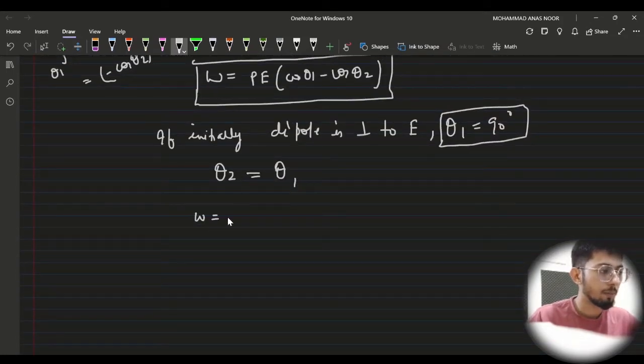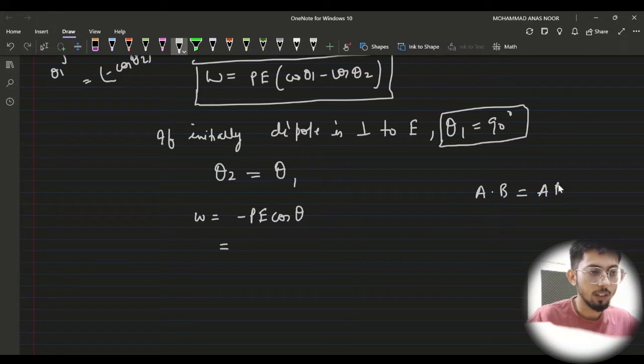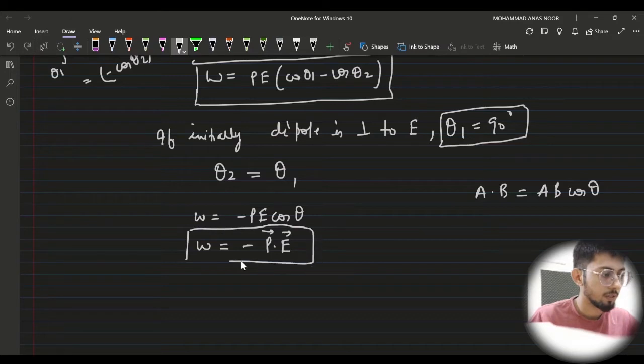So if theta 1 is 90 degrees and theta 2 is just some angle theta, the work done would be minus PE cos theta. What is the multiplication of two vectors with a cos theta? A dot B is A into B into cos theta. Can we say that this is negative of P dot E? Negative sign taken out common, PE cos theta, that is P dot E, the dot product. So this is the final.